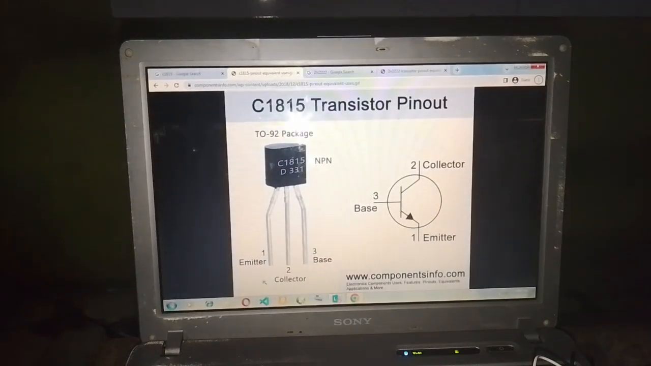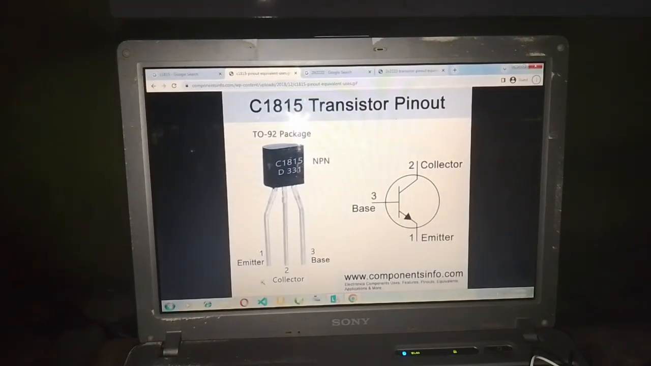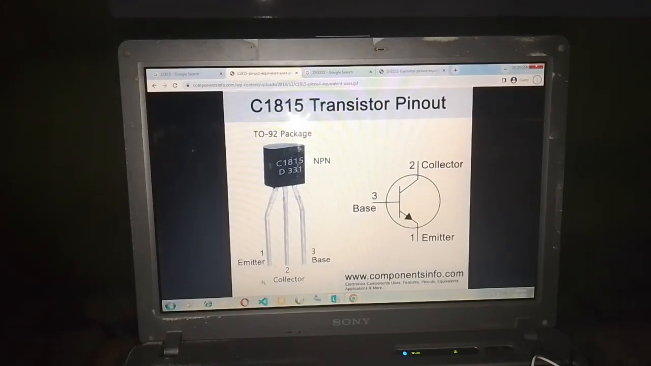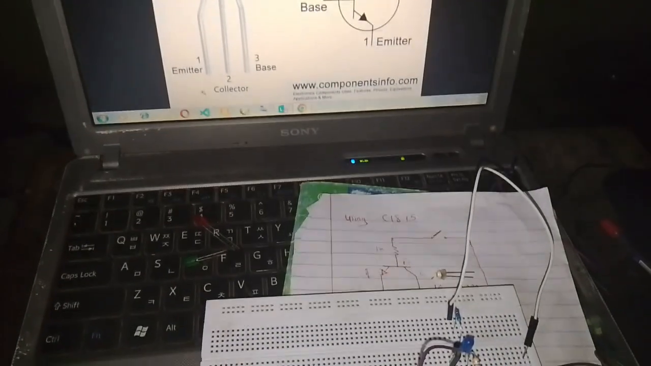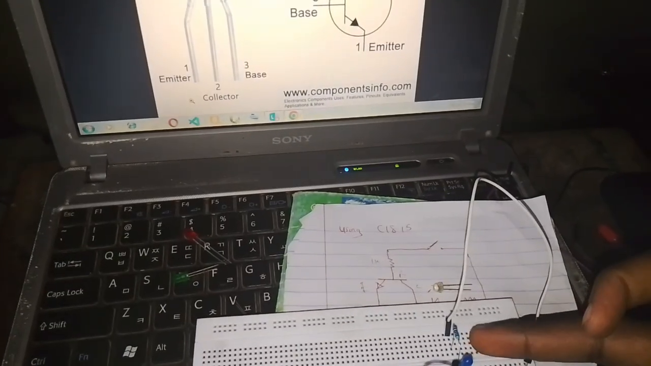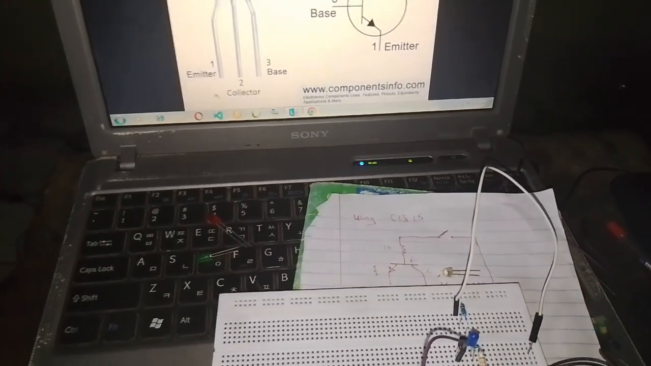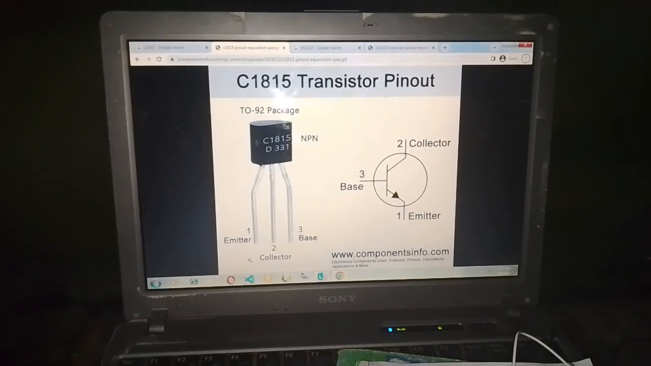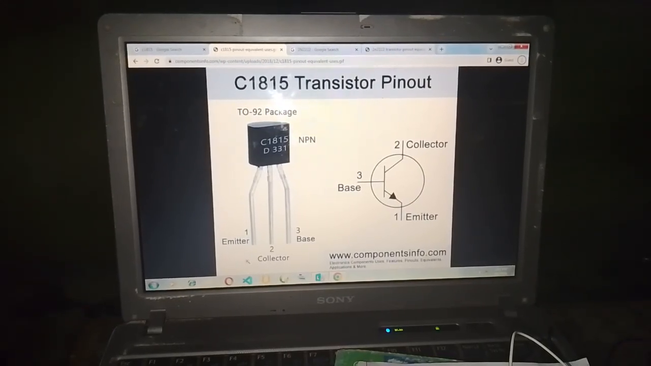Also make sure that before you use your transistor, you go to Google and look for its pinouts, so you won't end up damaging your transistor. And the reason there's a resistor at the base is to protect the transistor from burning. So that's why.